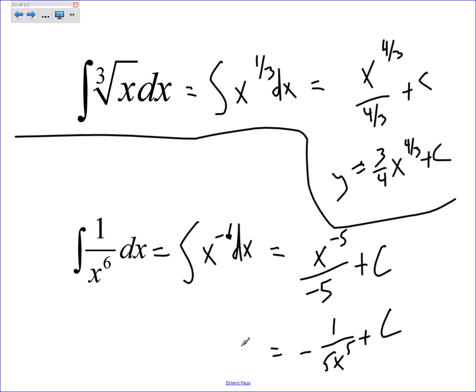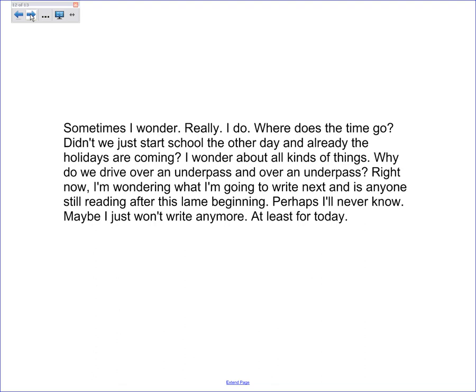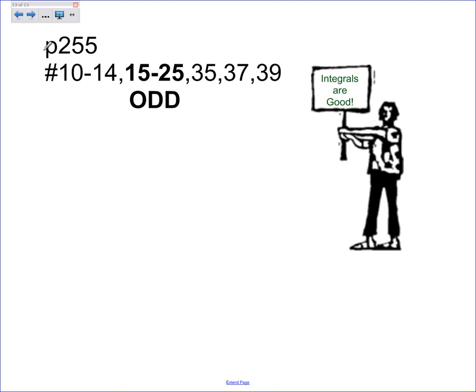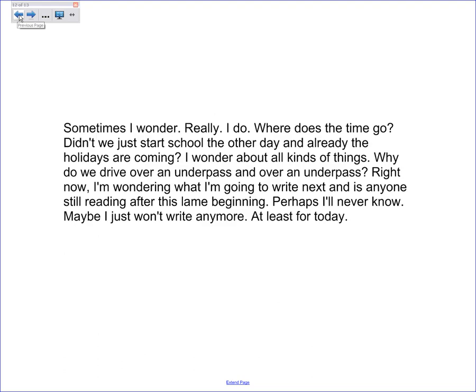We usually will write this like y equals or something like that. We've taken an antiderivative, and that's how it works. Antiderivatives, they are our friends. We're not opposed to them. Integrals are good. That's what we're talking about.